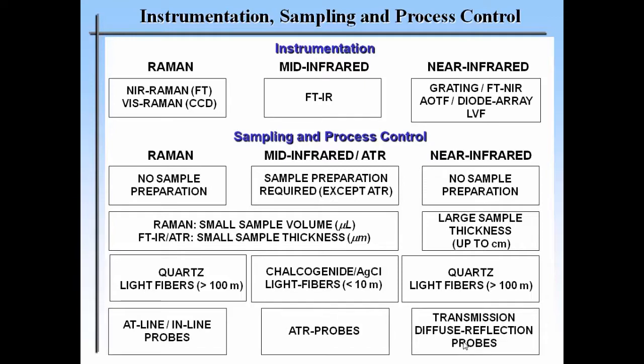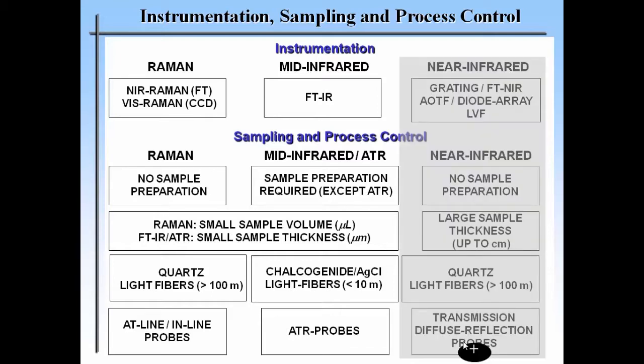There are different probes available, at-line, in-line. Here, transmission, diffuse reflection probes, and here you have ATR probes, attenuated total reflection probes, which focus on a small thickness only. So this is a big plus: the thickness here, the light fiber capability, and the variability of instrumentation.